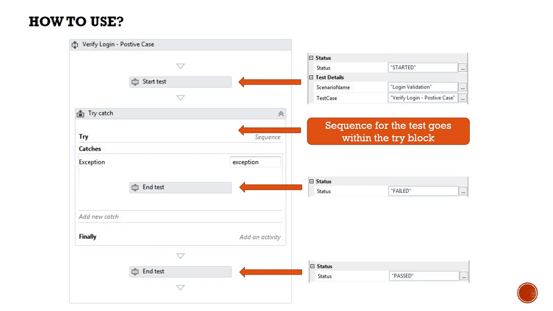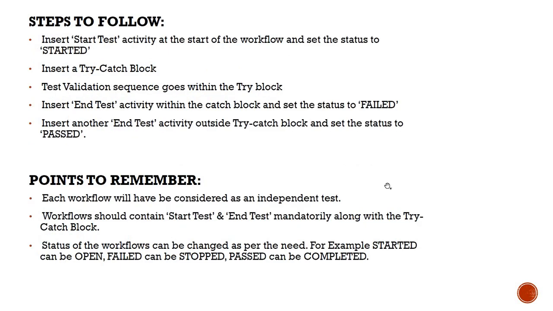You can set the scenario name for each of your tests as well. You can also set the test case name. If you don't provide the name, then it would take the workflow name by default for reporting. You can use your own naming convention for status fields as well. These are the steps to follow that I just explained.